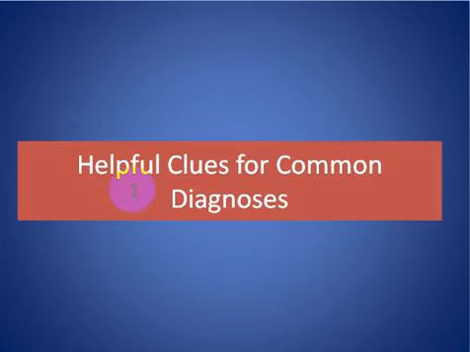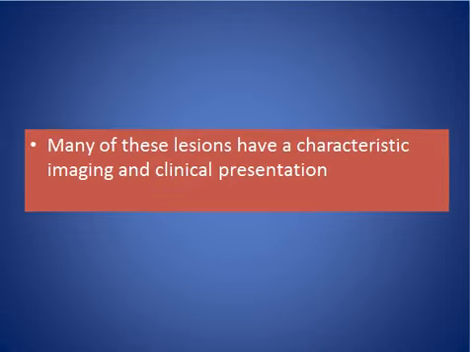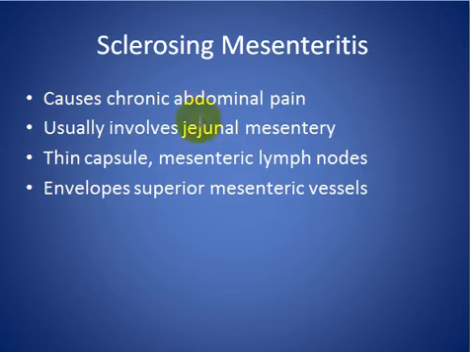And here are some of the helpful clues for the common diagnosis. Many of these lesions have a characteristic imaging and clinical presentation. First of them is sclerosing mesenteritis. It causes abdominal pain, chronic in nature, usually involves the jejunal mesentery and has a thin capsule and small mesenteric lymph nodes, and it envelops the superior mesenteric vessels.